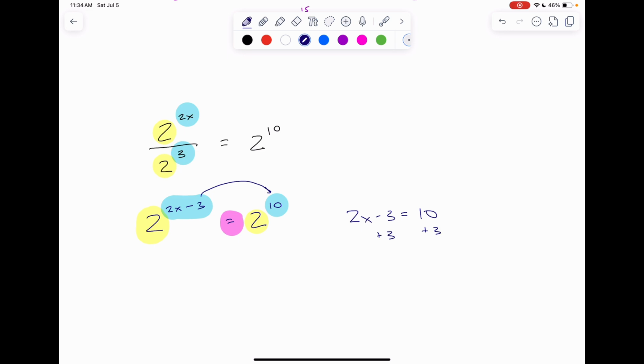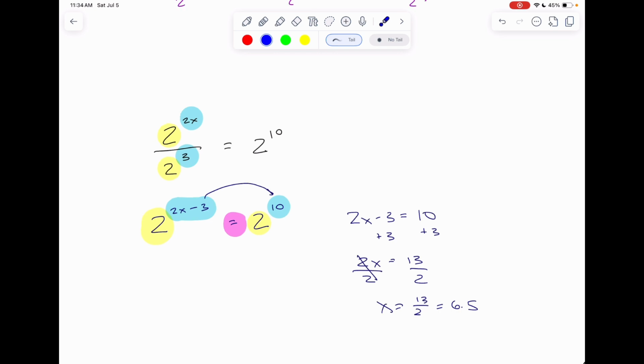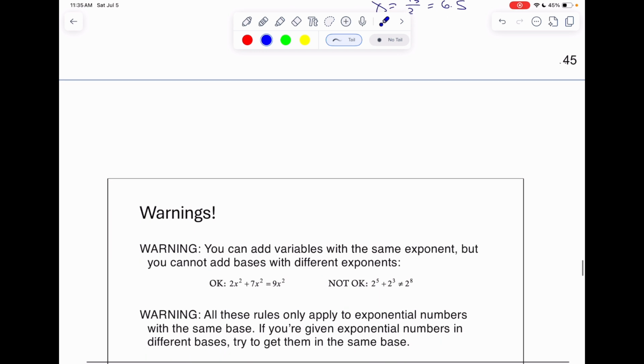Add 3 to both sides. 2x equals 13. Divide both sides by 2. I get that x equals 13 over 2, or 6.5, or whatever you want to say there. So again, we can see why this might not be intuitive, or why it would be hard to write it out, because how do you even write that out? But if we use our rules that when we divide exponential numbers with the same base, we subtract the exponents, we can see how we can set this up based on the rules without having to think about it all the way through.